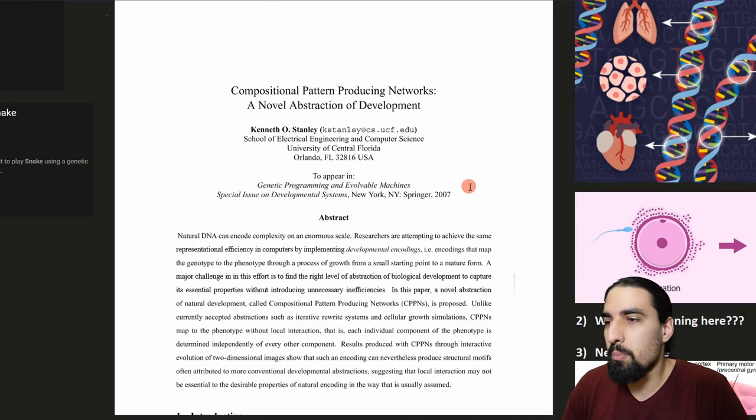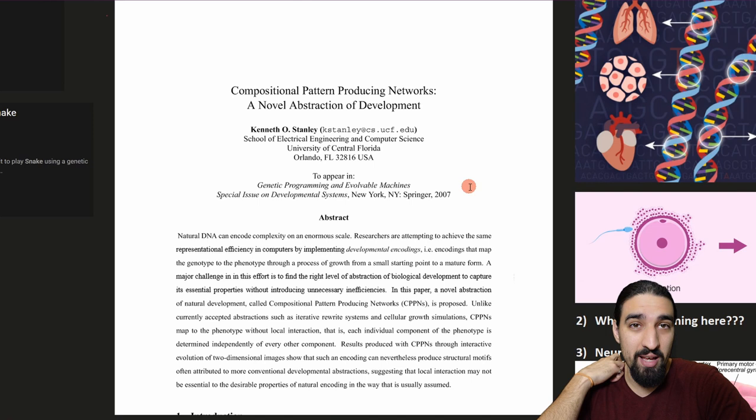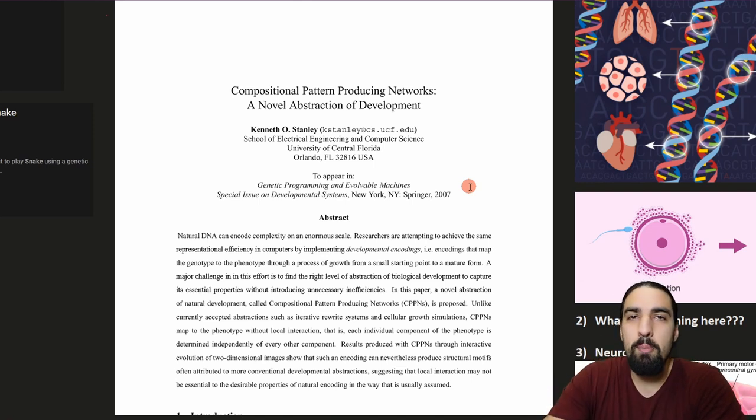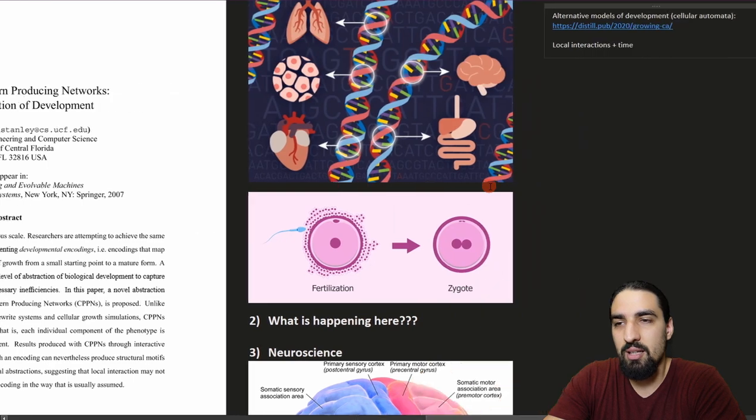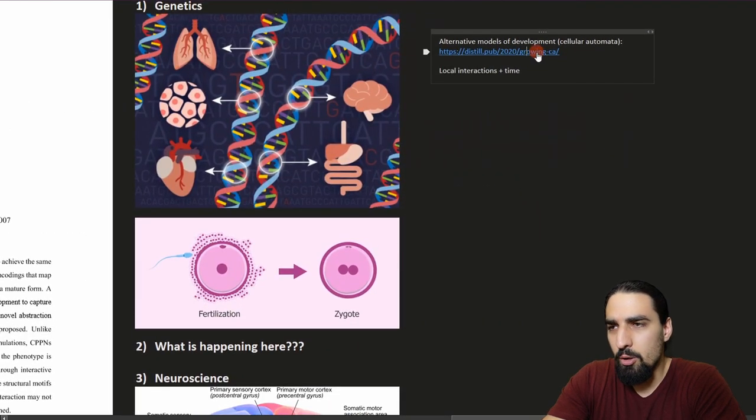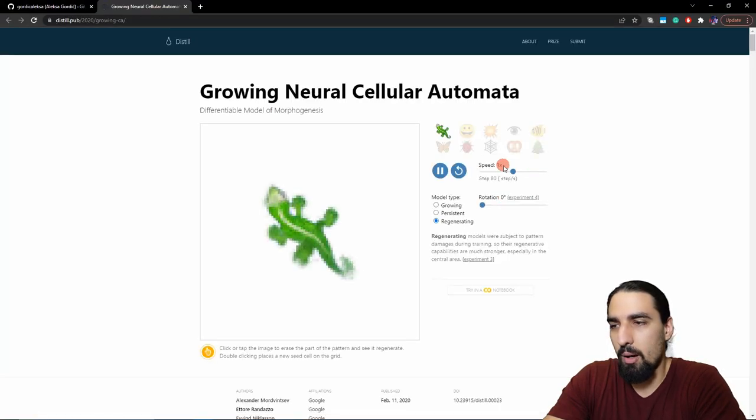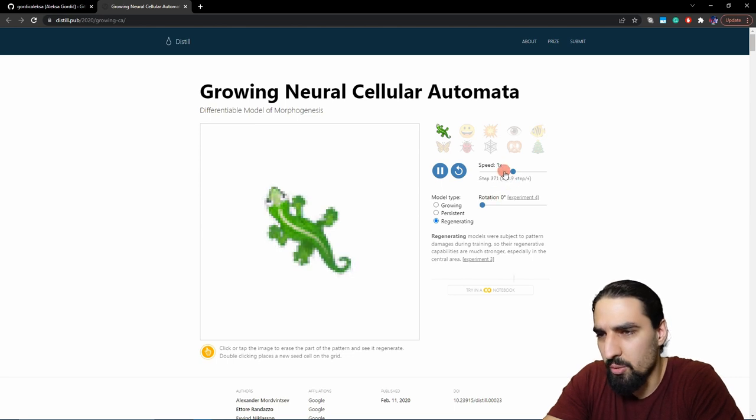Okay, so on to compositional pattern producing networks, the "A Novel Abstraction of Development" paper. Before we dig into CPPNs deeper, let me give you another example of a very popular model of development with which you may be familiar already, and that's the cellular automata models. So let me open up this very cool Distill pub and slow this down so that you can see what's going on.